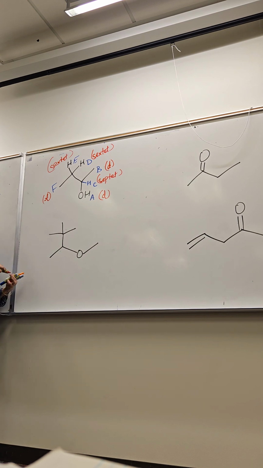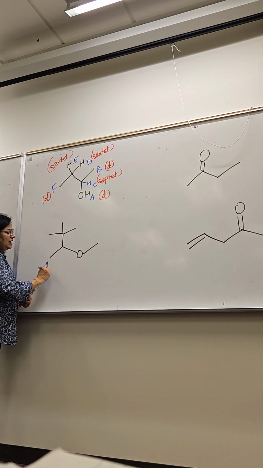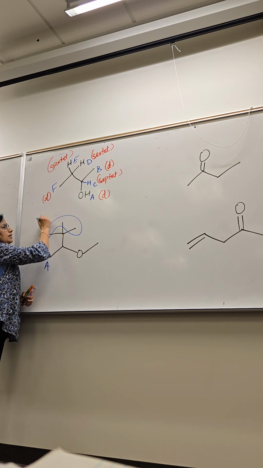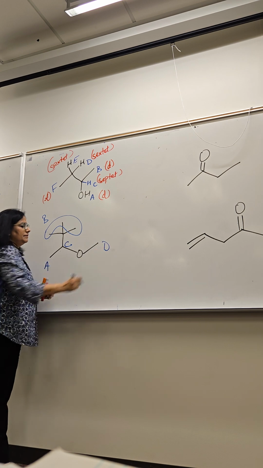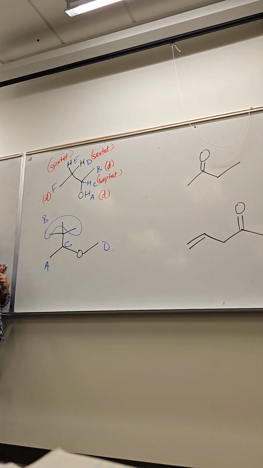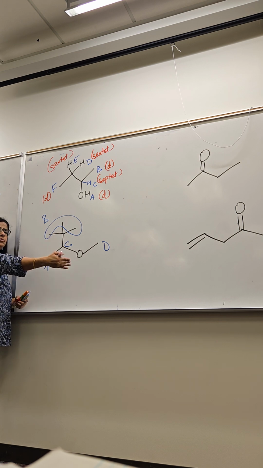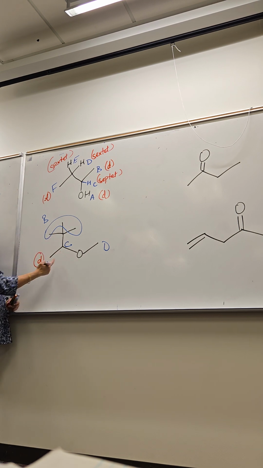Let's look at this. How many signals did you say? 4. A, B, C, D. Did I do that correctly? Yes. Okay, let's start with A. Multiplicity. Careful. For A, you're looking at neighbors. Doublet? Do you all agree? There's only one hydrogen at C.